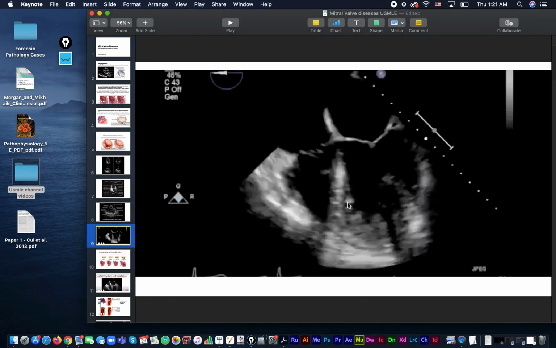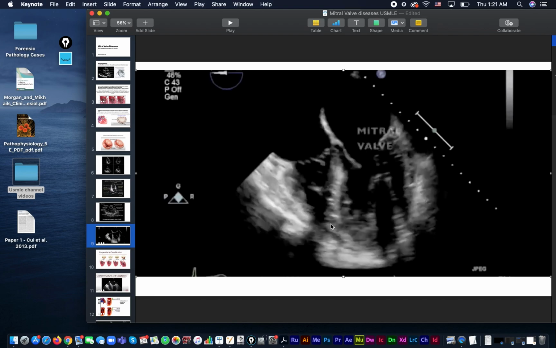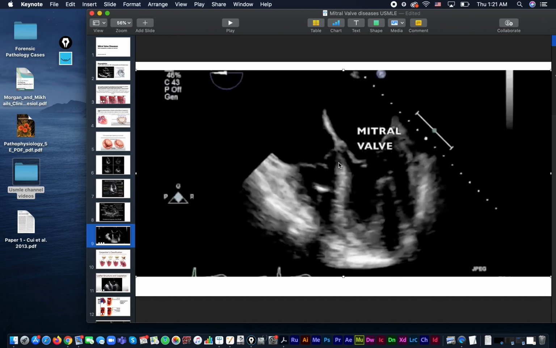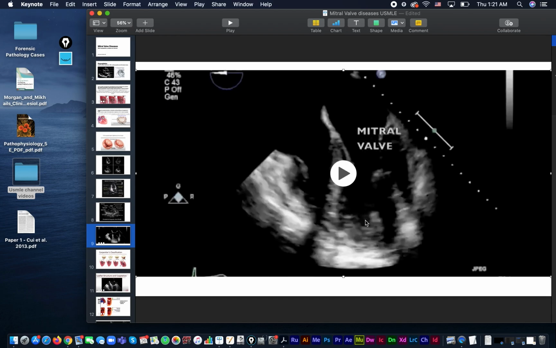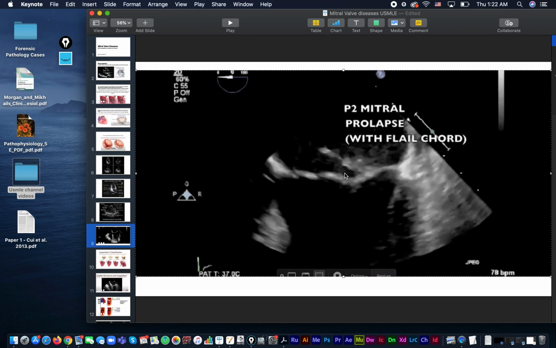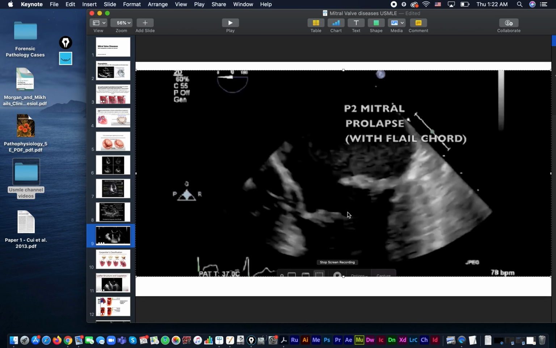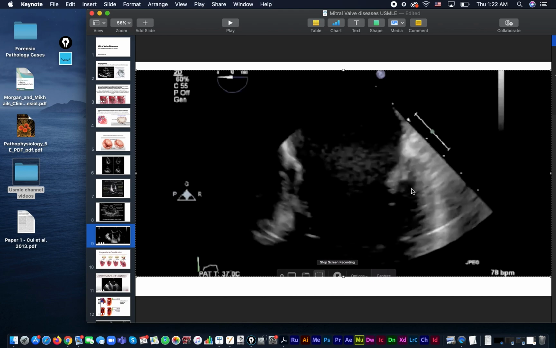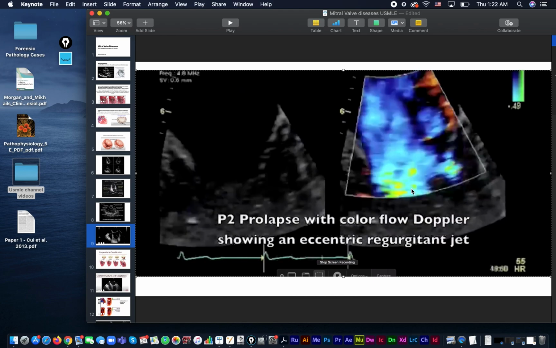Okay, let's move on to our first, I believe, our first pathology. So we have the mitral valve there in a four chamber apical view, and the tricuspid valve is opening and closing at the same time, but something's wrong here. A flail cord. It said the answer right there.